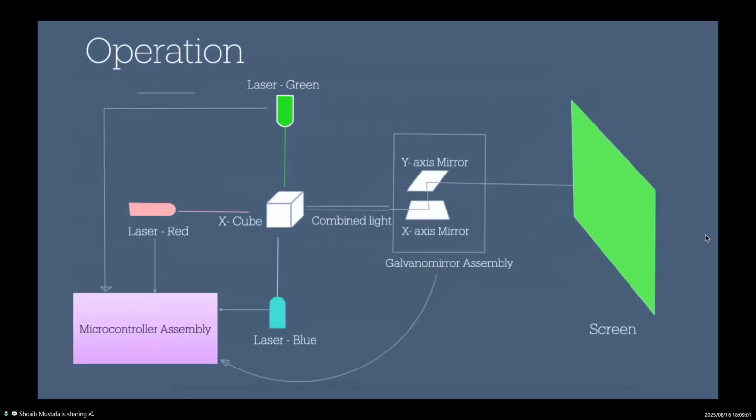Going forward, this is our setup. As you can see, there's a green, red, and blue laser, all incident on an X cube, and a combined beam coming out of a single surface of the X cube and incident on the X and Y mirrors of the galvanometers. So the galvanometers basically help to project the beam onto the different points on a screen or different coordinates. And this whole setup is being controlled by a microcontroller assembly, which I'll talk about later on.